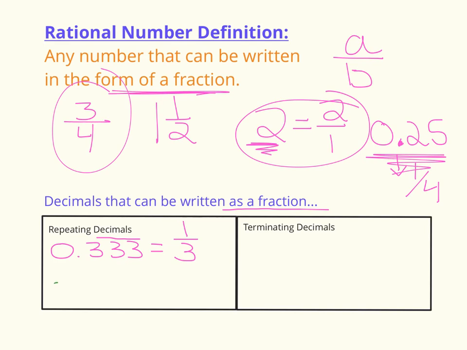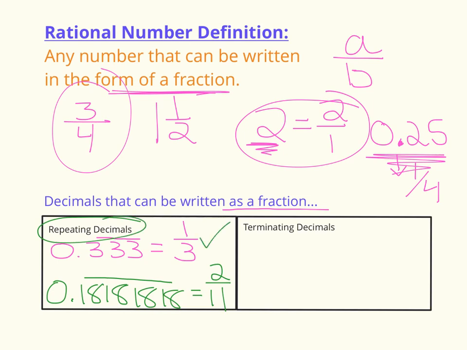Another example, 0.18181818, and that would be repeating infinitely. That can be written as a fraction, and that's the fraction 2/11. All repeating decimals can be written as a fraction.